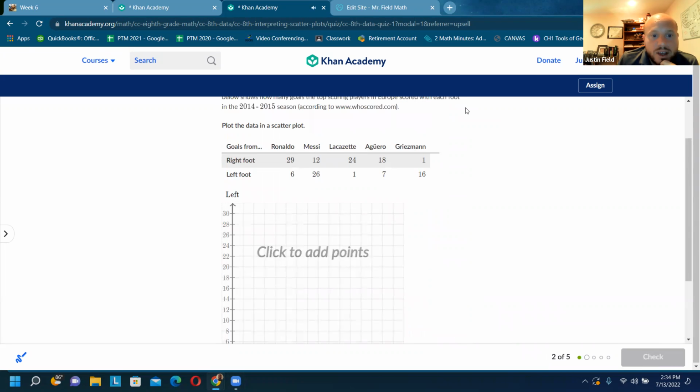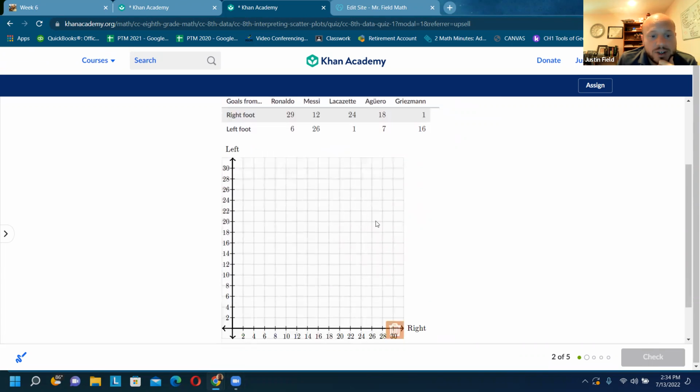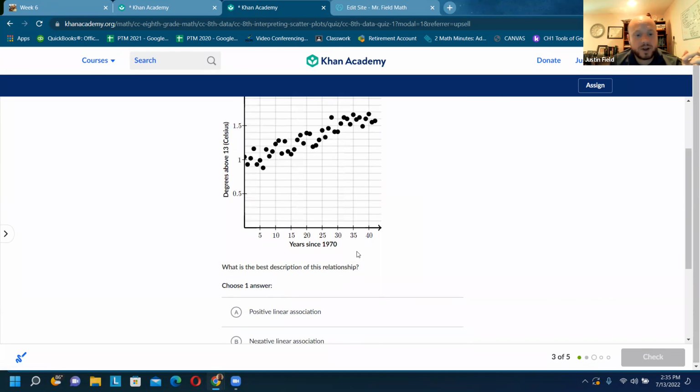Okay, now here in this one, we got to plot the data. So it gives us some good information, but at the end of the day, look at the right, left. So right is 29, left is 6. So we go over 29 and then up to 6. And it's like that. So just graph them all and you'll get it. Okay. This is a good one.